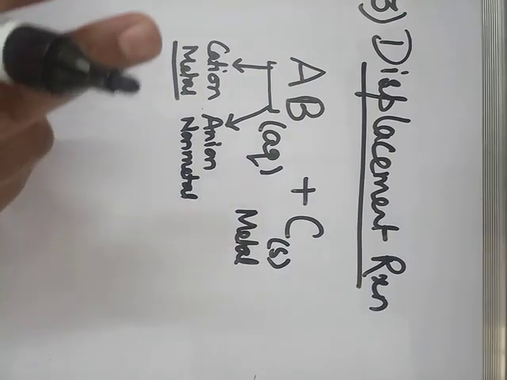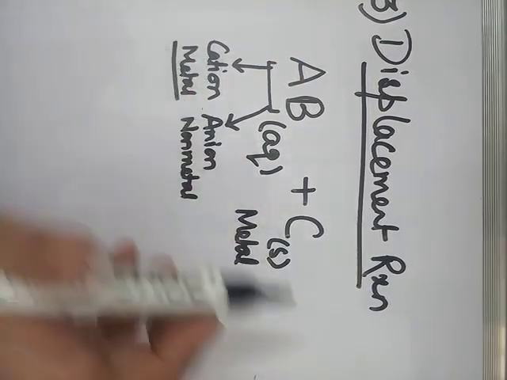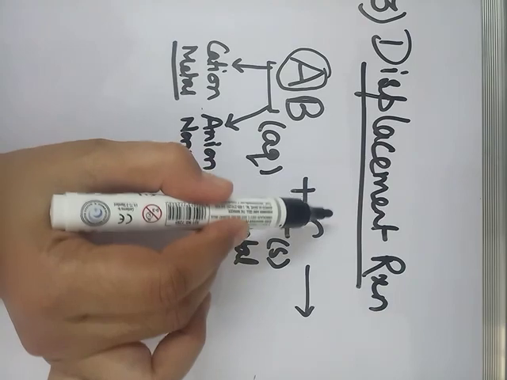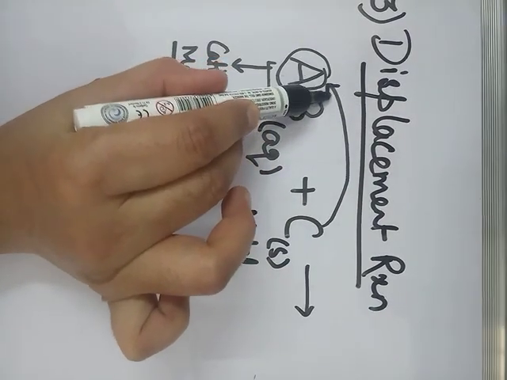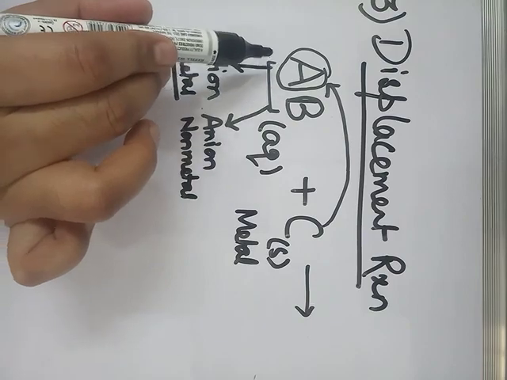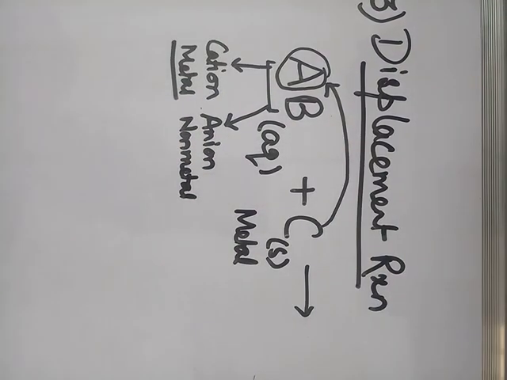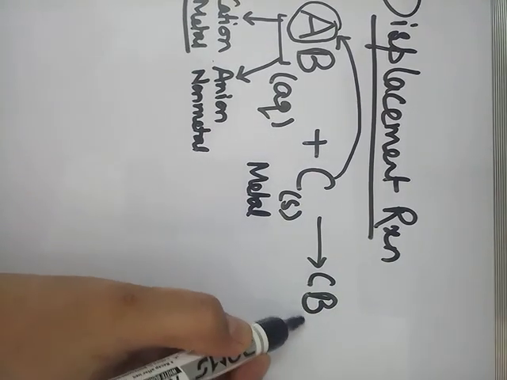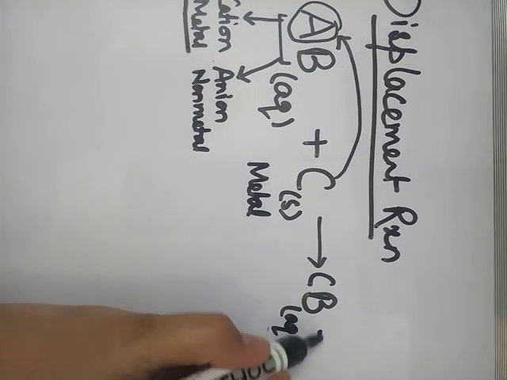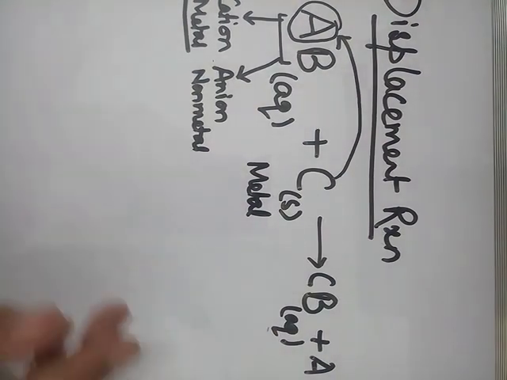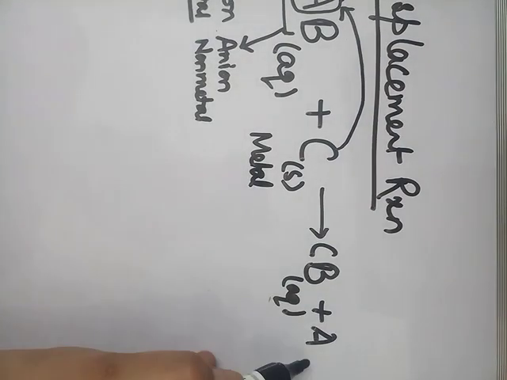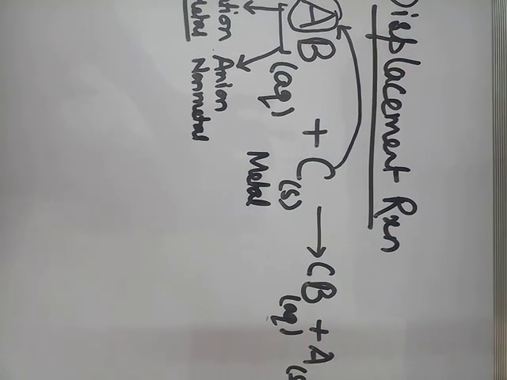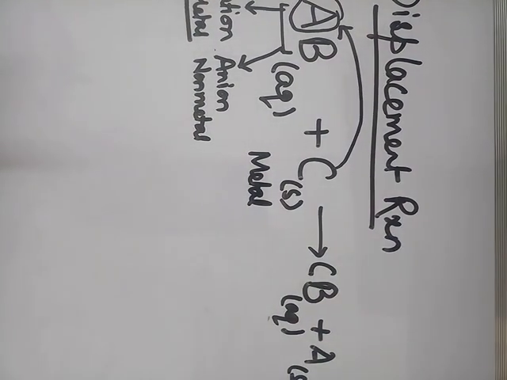Here what will happen? A metal will be displaced by another metal. That means A is the metal and it will be taken up by C. This place will be taken up by C and A will be removed from its salt. So the formula becomes CB, this again in the aqueous form, plus A, and A which is released will be in the solid form. So this way C is going to replace A from its salt solution.